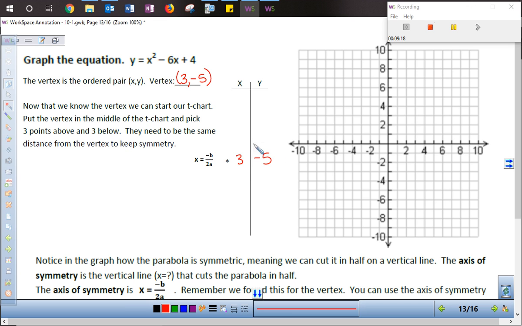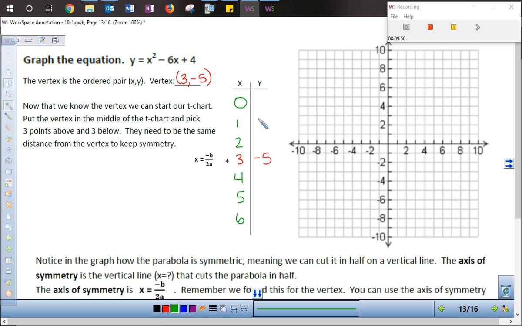So when we find the vertex, we're going to put that in the middle, and then I want to make sure that I get numbers that surround this vertex. Starting from my x value of 3, I'm going to count up 3. So 3 up 1 is 4, up 1 is 5, up 1 is 6, and then I'm going to count down 3. Down 1 is 2, down 1 is 1, down 1 is 0.